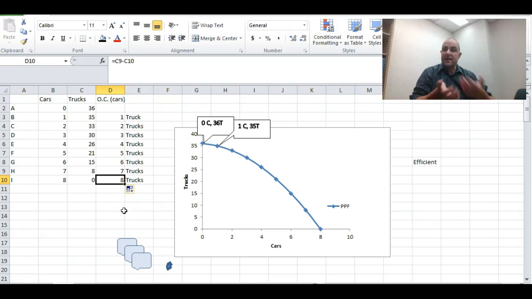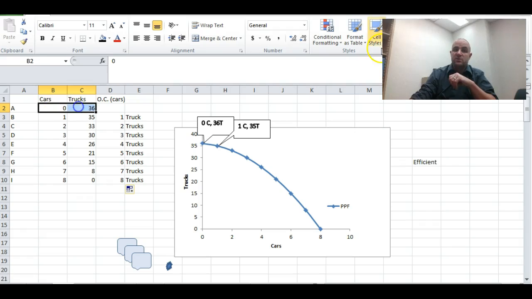So why is that? The reason why is that, let's say you're running this facility and you're making cars and trucks. Currently you're at this point here, you're making all trucks. You decide you want to make a car. Well, who are you going to take away from making the trucks?